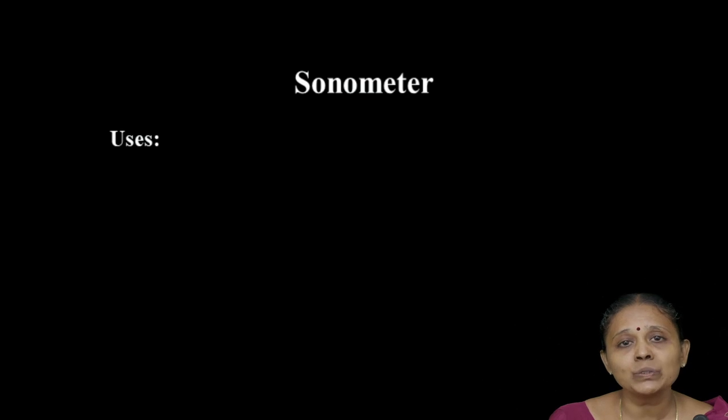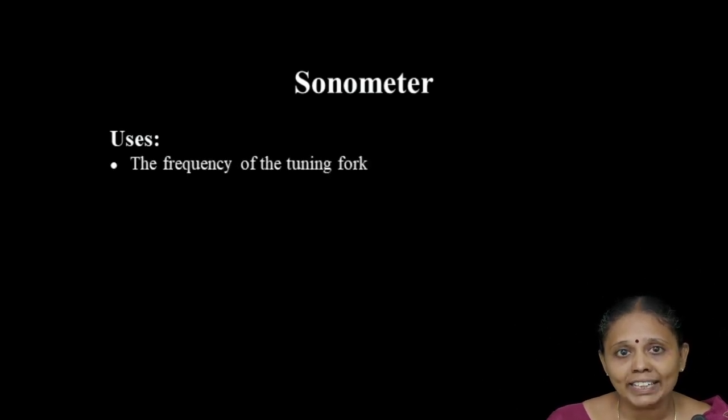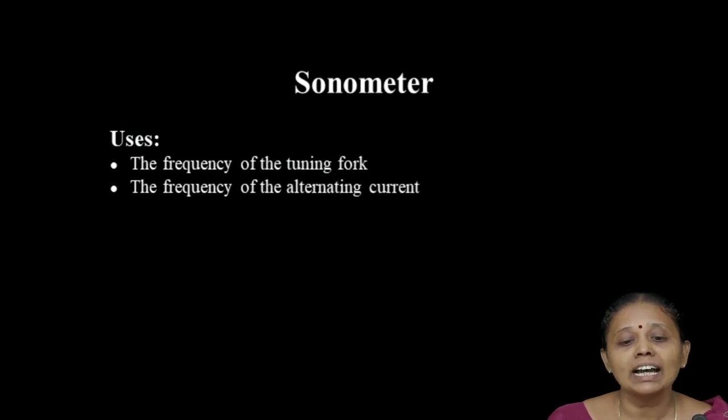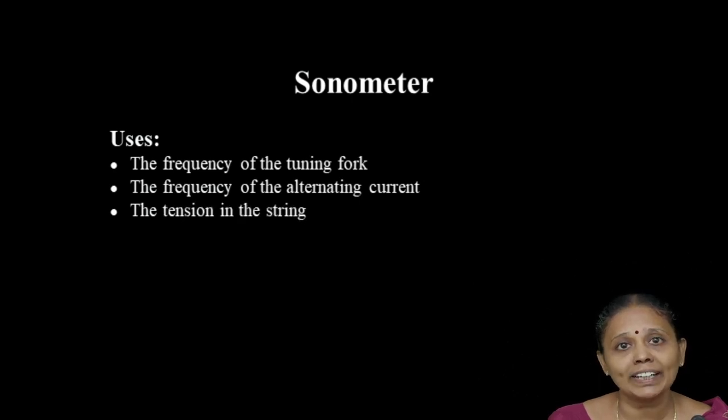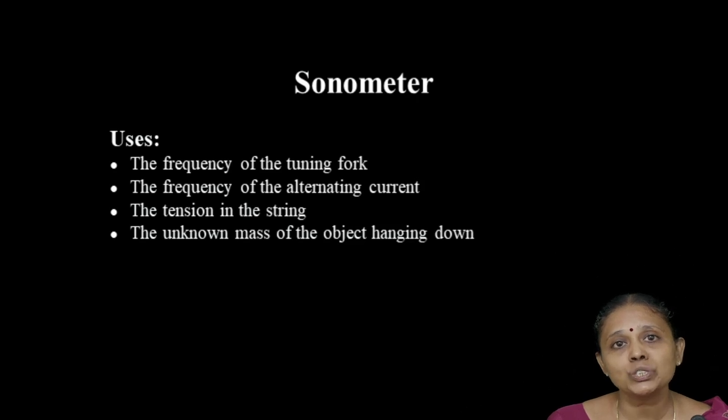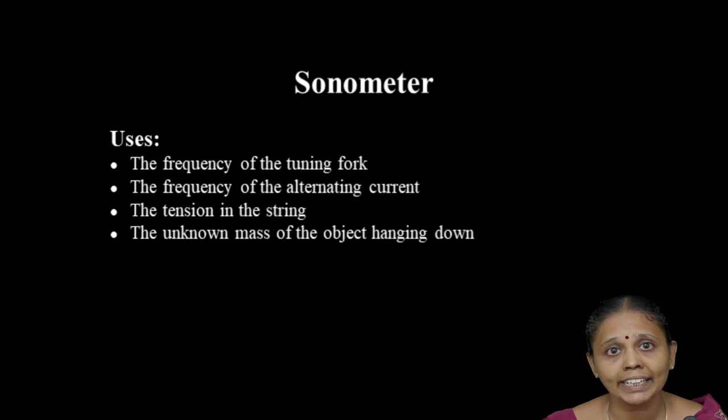Next comes the uses of sonometer. It is used to find the frequency of the tuning fork, and it is used to find the frequency of AC source, that is alternating current, and it is used to find the tension created in the string. Also it is used to measure the unknown mass hanging down at the other end of the sonometer.